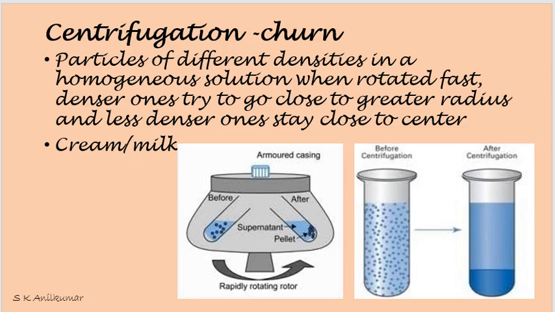And when you stop this centrifugation, the particles get collected. The denser ones will be collected separately, and the lighter ones will be collected separately. So what you see here is a centrifugation instrument, where before, the particles are like this, and after, they are like that. The pellets are collected separately, and the supernatant is collected separately. This is the armored casing for the rotation. Before, it is distributed like this. That is why we call it a mixture, a mixed substance.